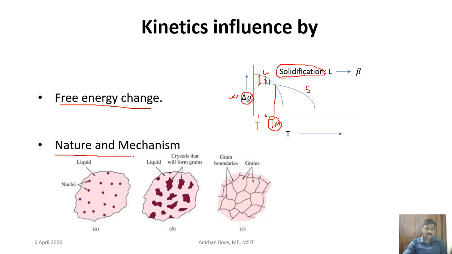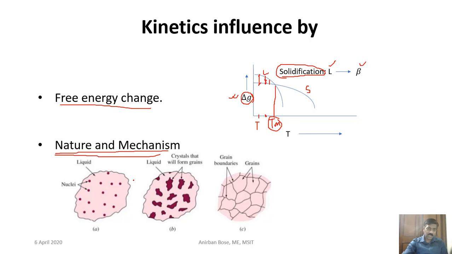Now let us see what is the mechanism of the solidification. Okay, the mechanism of any transformation process. Solidification is one example where liquid is converted into solid, but it also applies from one solid to another solid. Everywhere it is applicable. So the nature and mechanism of the transformation can be considered in two parts.